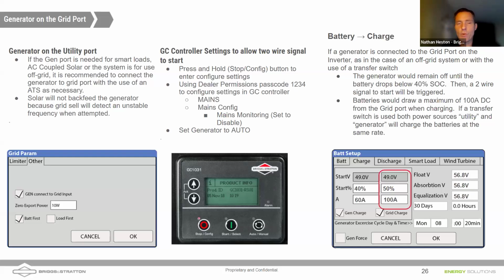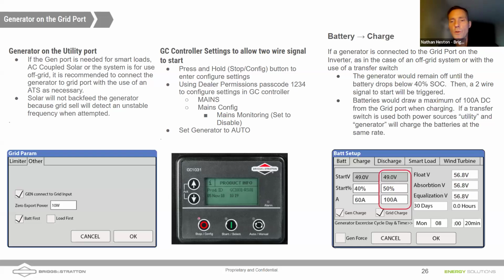The same thing as before, we have to disable the auto main sensing in the generator. So I know we've got it there. It's in the standard position it normally would be. And even though we're using a transfer switch, we don't want it to come on when the grid goes down. We want it to come on when the batteries get low.